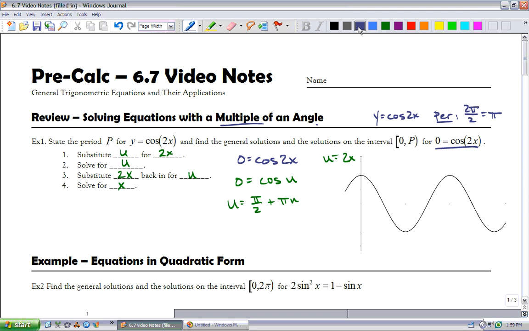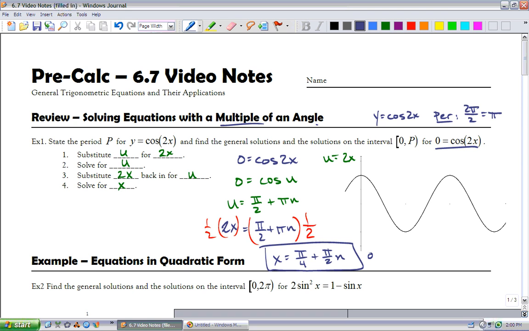Now, once we solve for u, we can substitute back in the 2x, all right? And we can solve for that by multiplying both sides by 1/2, okay? And what we end up with is x equals pi over 4 plus pi over 2 n. Now, that is a general solution. This would be like a general solution for all the times that cosine 2x hits 0.